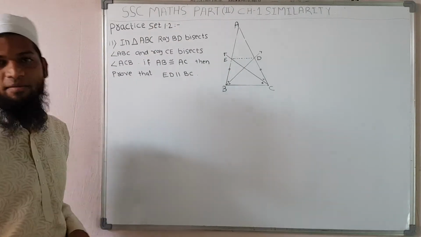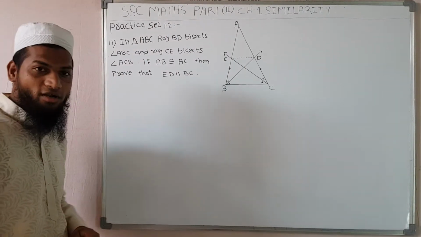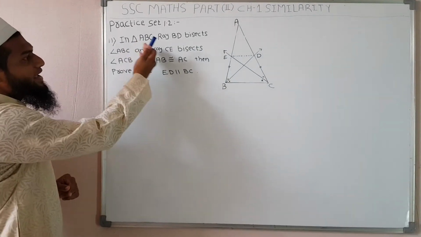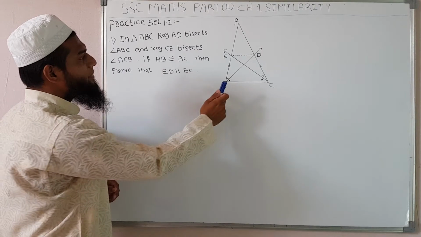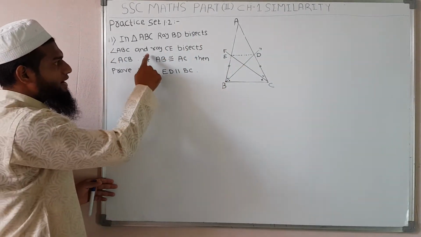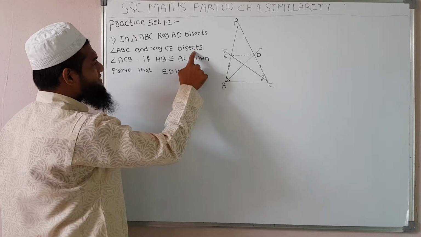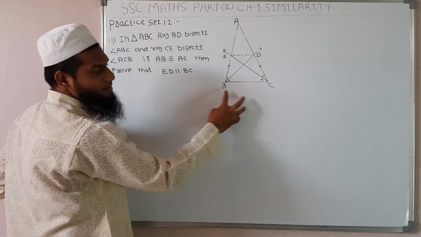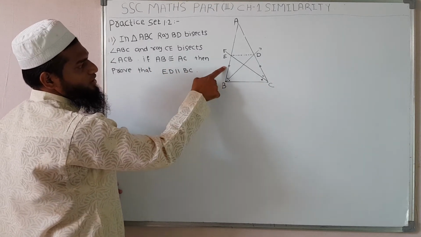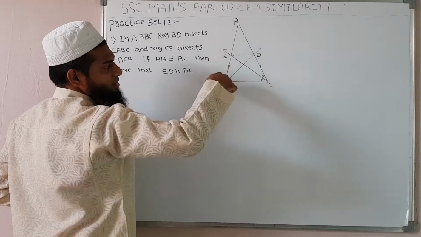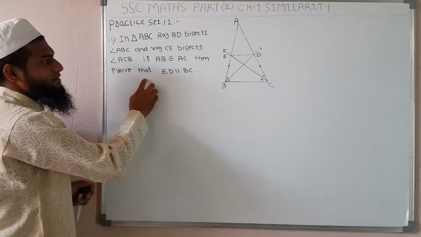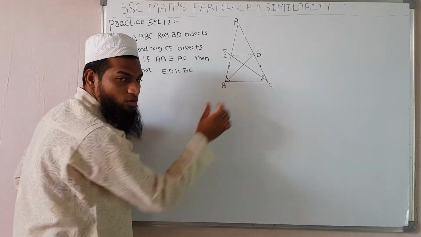BSc Maths Part 2, Chapter 4, Similarity, Practice Set 1.2, Question number 11. Okay, this is a figure. In triangle ABC, ray BD bisects angle ABC and ray CE bisects angle ACB. If AB is congruent to AC, then prove that ED is parallel to BC.